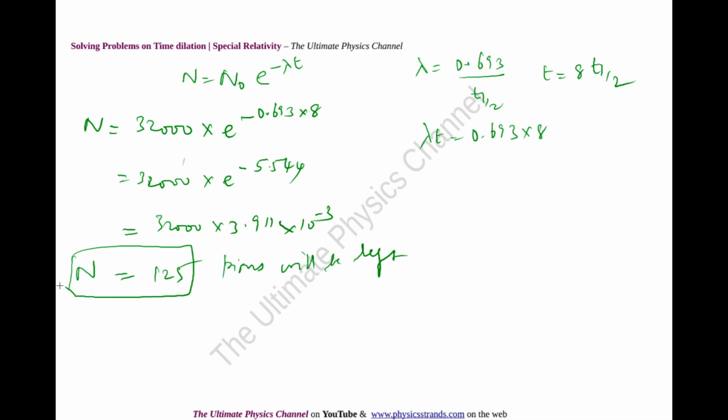Whereas when time dilation is taken into account, we see that there would be about 1000 pions for this particular situation. So the number of pions is reduced from 32,000 to 1000 rather than to 125 because of time dilation. So here time dilation literally comes to the rescue of pions. Okay, right. So that sums up all the problems that we wanted to solve on the topic of time dilation in special relativity. Thanks for watching.